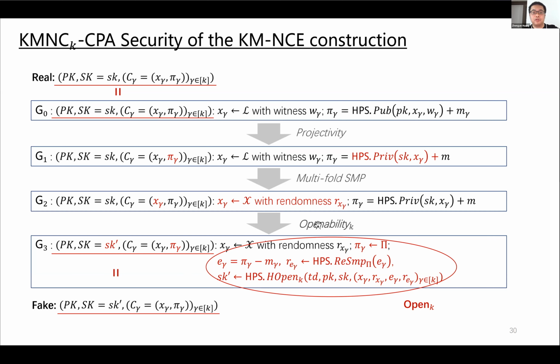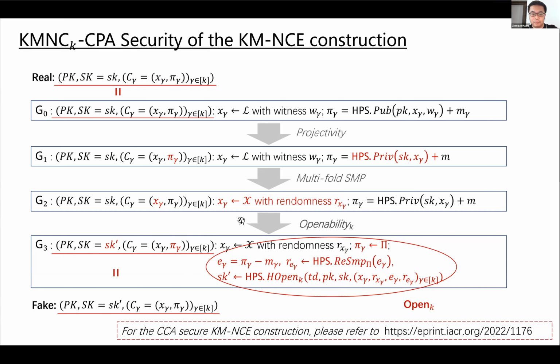And the openability will guarantee that game 2 and game 3 are indistinguishable. So game 0 and game 3 are indistinguishable. And as a result, we obtain that the real tuple and fake tuple are also indistinguishable. That's how we obtain the KMNC CPA security. Well, for the CCA secure KMNC construction, please refer to our paper.